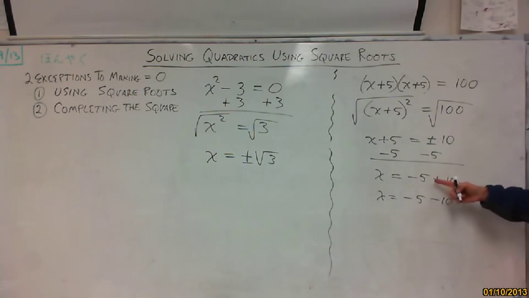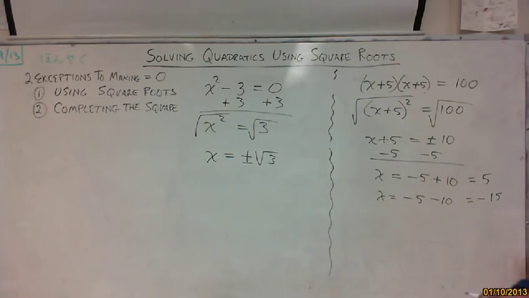So what's negative 5 plus 10? That's going to be 5. Negative 5 minus 10 is negative 15. So there are my two answers. x could be 5 or negative 15. All right.